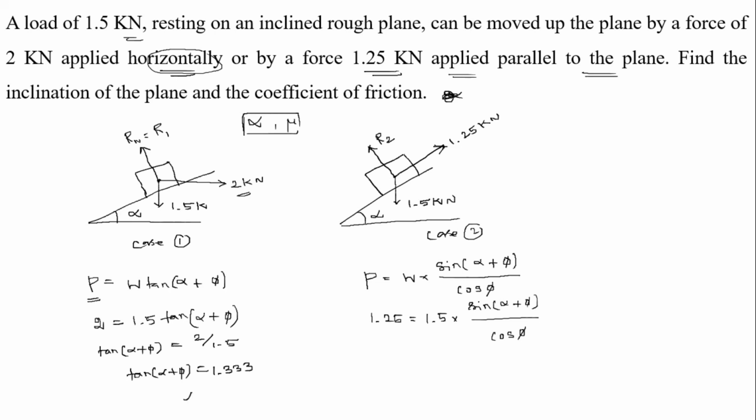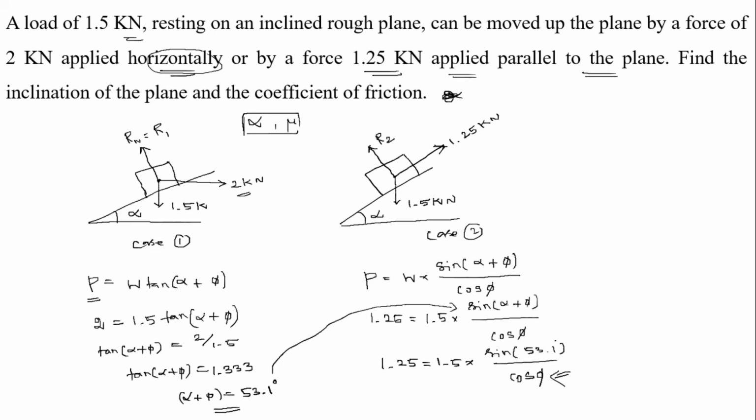So, now alpha plus phi is equal to tan inverse of 1.333, which is equal to 53.1 degree. This is the alpha plus phi value. Substitute this alpha plus phi value in this equation. So, now 1.25 is equal to 1.5 into sin of 53.1 degree divided by cos phi. Here we need to calculate the value of cos phi.